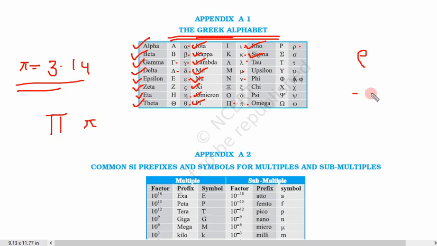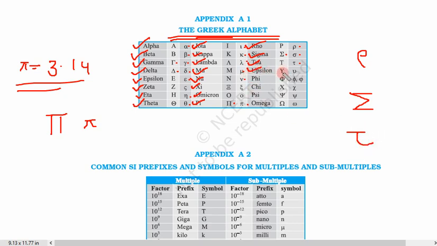Sigma. So this is capital sigma. When you sum all of the things, we use sigma. So this is small sigma. Both are commonly used. Tau. This is equivalent of T. So capital tau is the same as T. This is small tau. This is also commonly used.